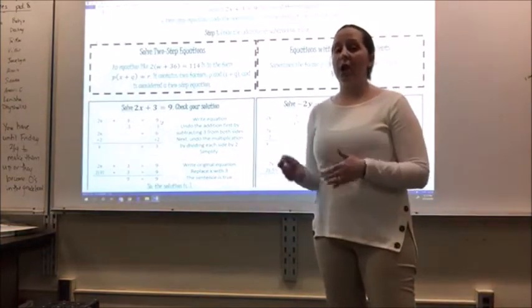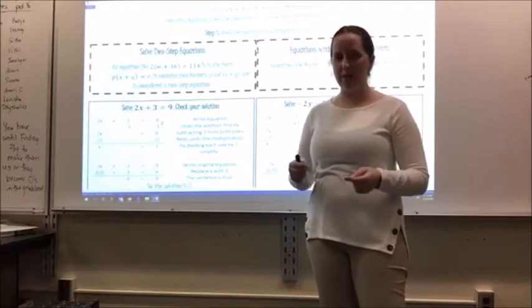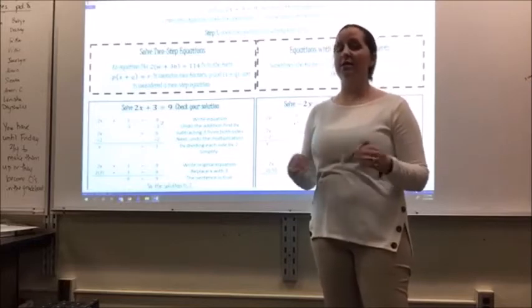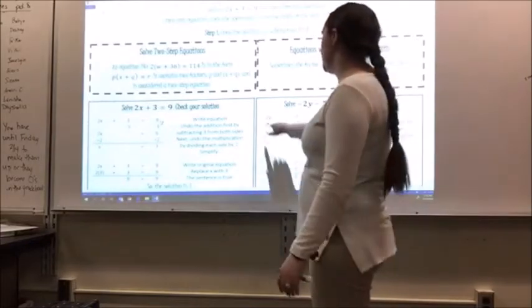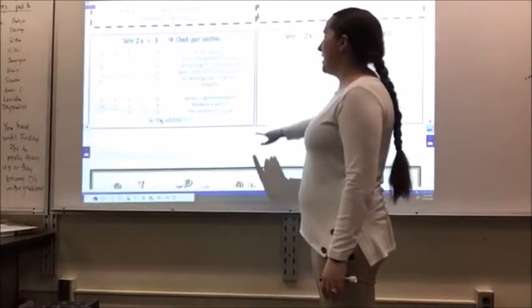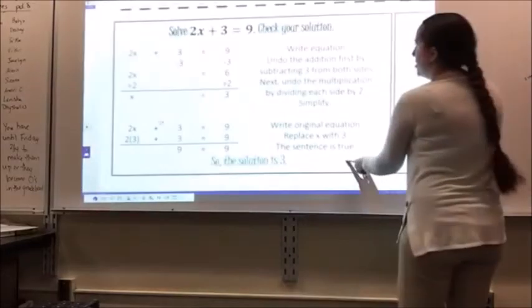Okay. We're going to start with equations that don't have parentheses involved because you solve them a little bit differently. We're just going to do ones that are normal, regular equations. Okay, regular two-step equations. So, an example. 2x plus 3 equals 9. That's what I'm solving first.